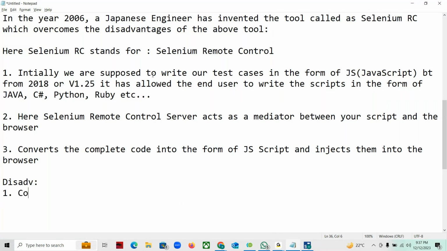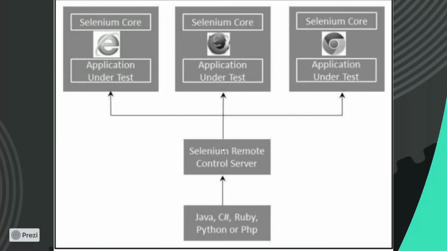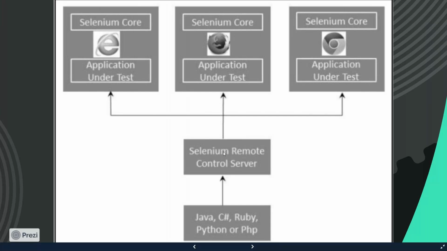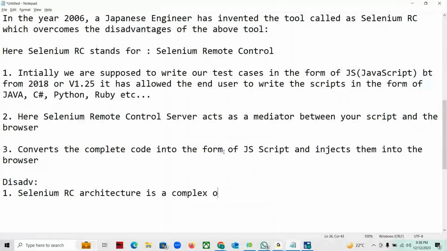Selenium RC architecture is a complex one. Why? Because whenever we are executing the script, this acts as a mediator. Whatever architecture is present acting as a mediator is one of the complicated ones. We don't know the exact behavior of it. And this is one server we need to always keep up and running. If the server is not there, then the code will not work and it will not be executed onto the browsers. We need to keep the server up and running all the time.